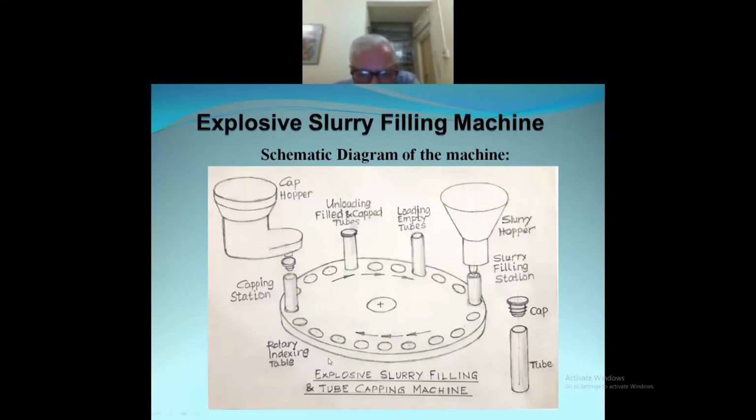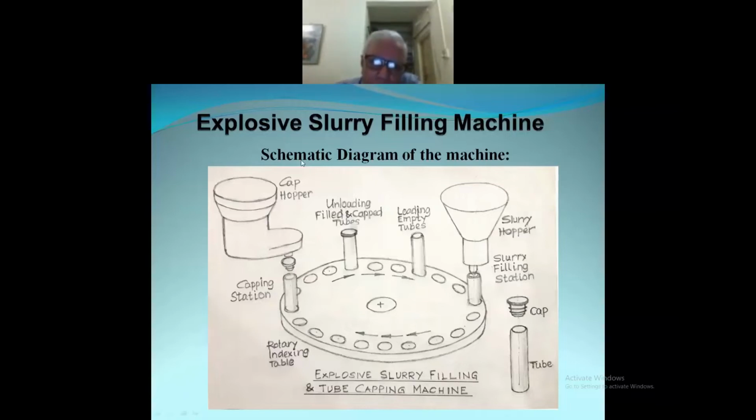There is an indexing table with a lot of pockets on it. On this side, the plastic tubes will be loaded manually. Then it will come to the filling station. The filling station has a hopper, and from this, the 500 kg charge which has been made elsewhere will be drawn, and through a nozzle the tube will be filled up, and after that it will go further to the capping station.